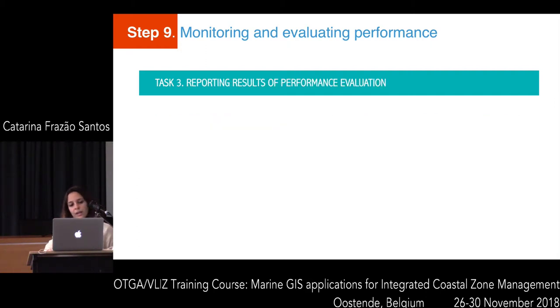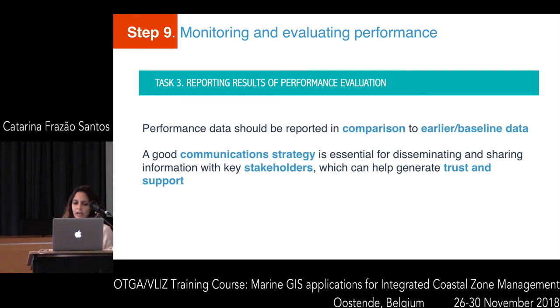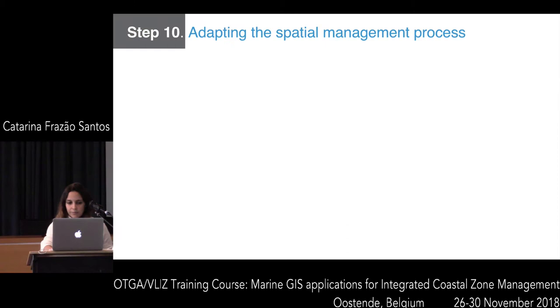And last, we have to report results. And this is important. It's important to have a good communication strategy to do that. It's essential to share that information with key stakeholders, and that can generate trust and support in the process, which is very important. And performance data should be reported in comparison to the baseline data that we had.